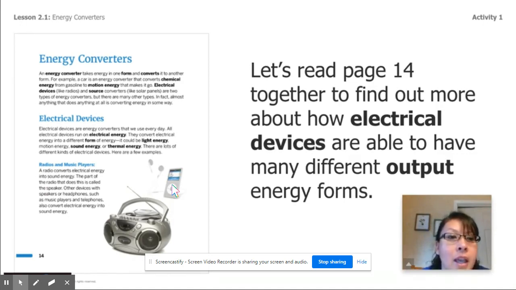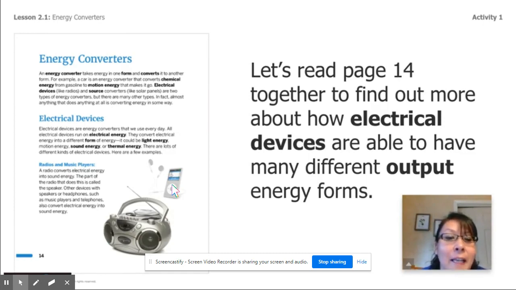Energy converters. An energy converter takes energy in one form and converts it to another form. For example, a car is an energy converter that converts chemical energy from gasoline to motion energy that makes it go. Electrical devices like radios and source converters like solar panels are 2 types of energy converters, but there are many other types. In fact, almost anything that does anything at all is converting energy in some way.